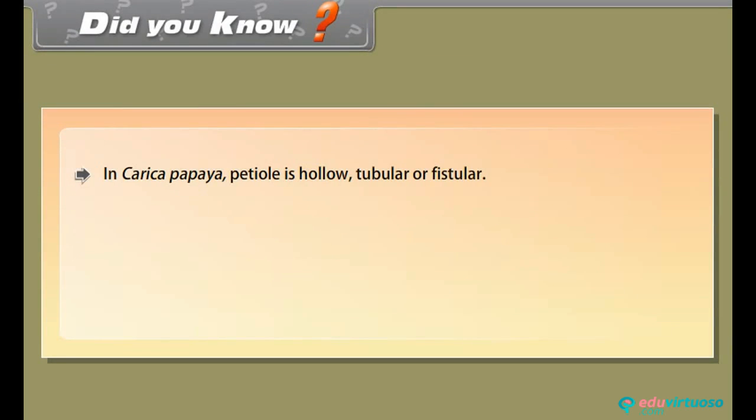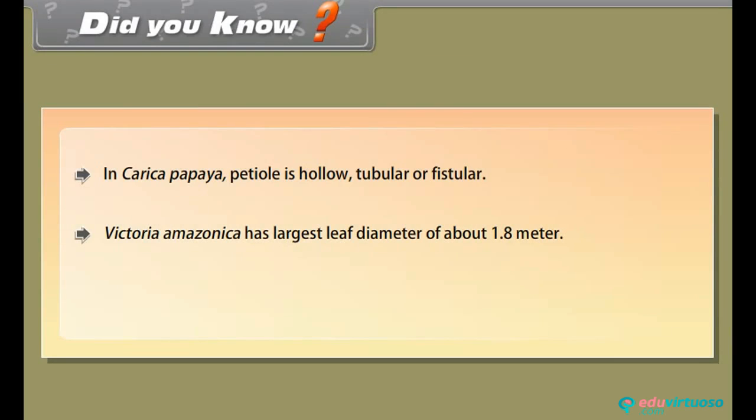Did you know? In Carica papaya, petiole is hollow, tubular, or fistula. Victoria amazonica has the largest leaf, diameter of about 1.8 meter. Longest leaf is of Raphia vinifera, of about 10 to 15 meter.